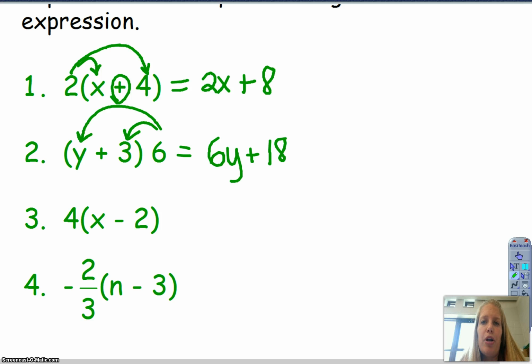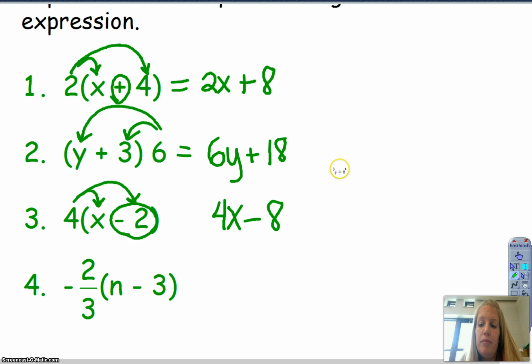Now we're going to get a little bit harder because we're bringing negatives in with the subtraction sign. So here we have 4 times x is 4x, and then we have 4 times a minus 2. You can think of this as a negative 2, put it all together, would be negative 8. So we write minus 8 there.